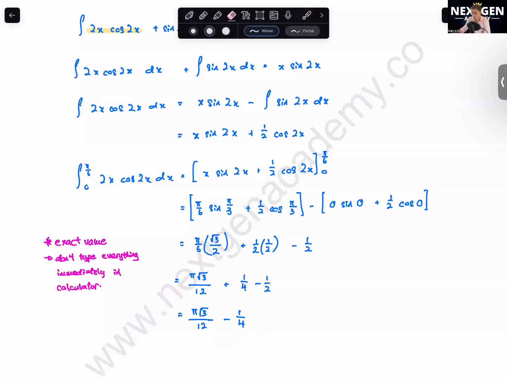They never ask you to put in a specific form, but it needs to be in exact value, meaning you cannot put it into decimal form. Decimal form, then they minus you. They won't give you marks already.